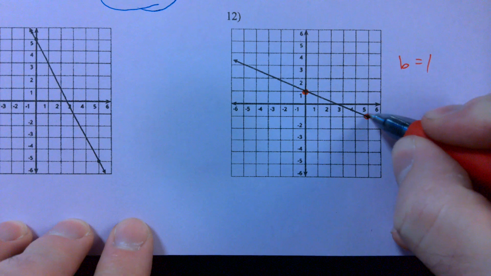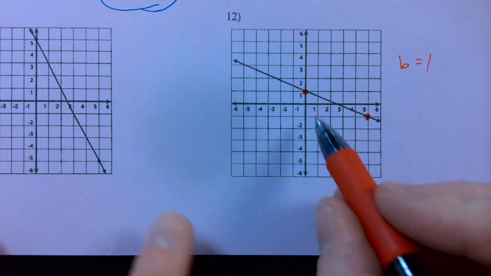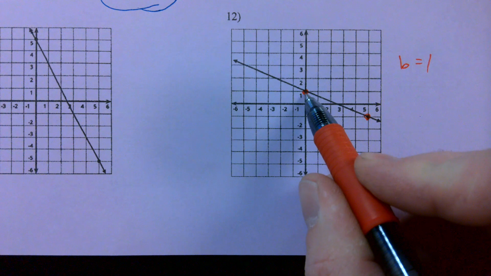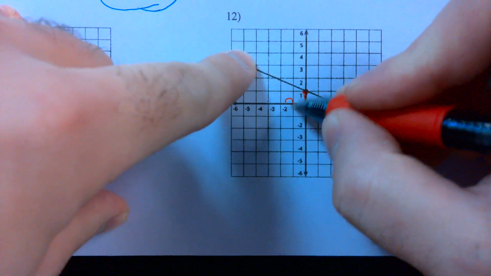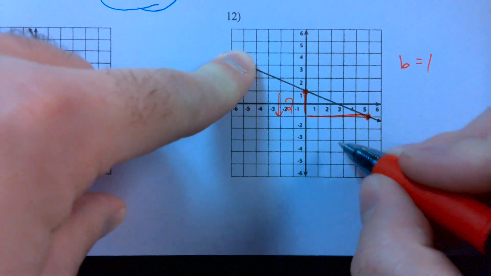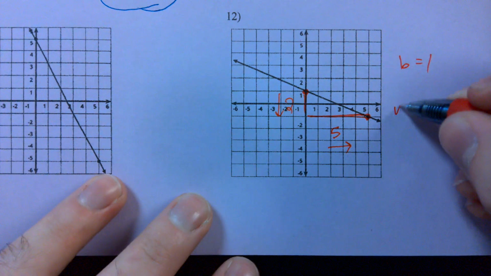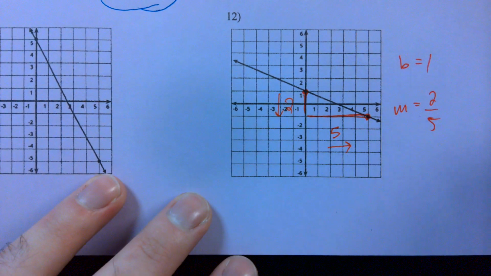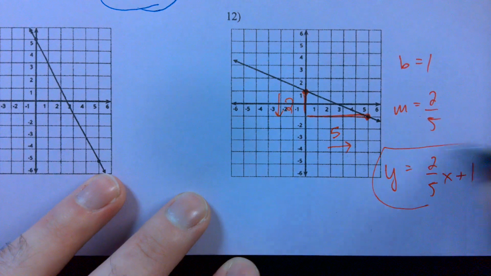I see I've got another point down here. Am I going to start on the left or the right? The left. Always the left. Am I going to be rising up or down? Down. If we're starting here and going there, we're rising down 2 spaces. And we're running to the right how many spaces? 5. 5, right? So my m is 2 over 5. Y is equal to 2 over 5x plus 1.